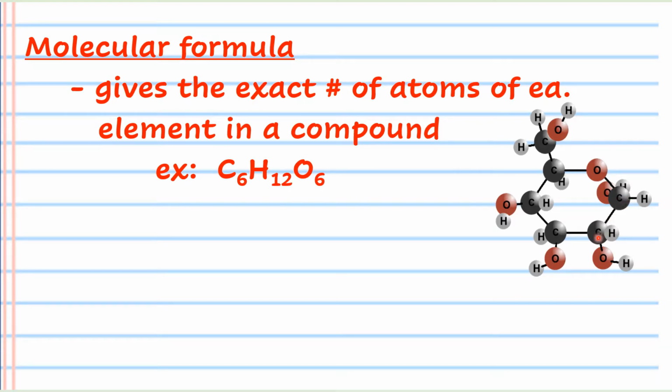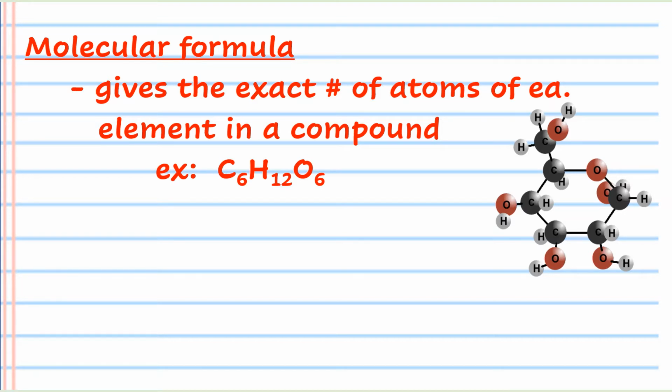that there is 1, 2, 3, 4, 5, 6 carbon. We can count the hydrogen, 1, 2, 3, 4, 5, 6, 7, 8, 9, 10, 11, 12. And we can count the oxygen, 1, 2, 3, 4, 5, 6. The formula C6H12O6 is telling us exactly how many of each of those atoms are in the molecule.